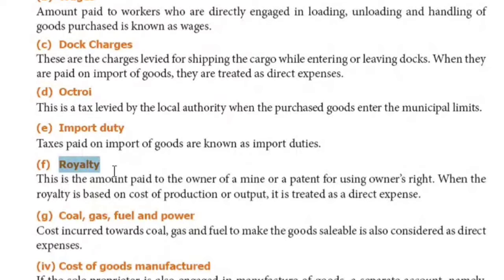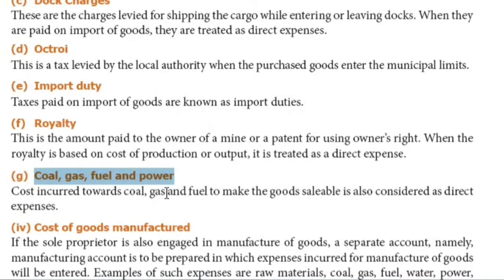Okay. Then we have coal, gas, fuel and power. If you are going to manufacture any of these four, whether coal, gas, fuel or power, the cost you are going to incur, because you are a company or factory doing that, for producing these products will be an expense for you. So that expense will be debited again.